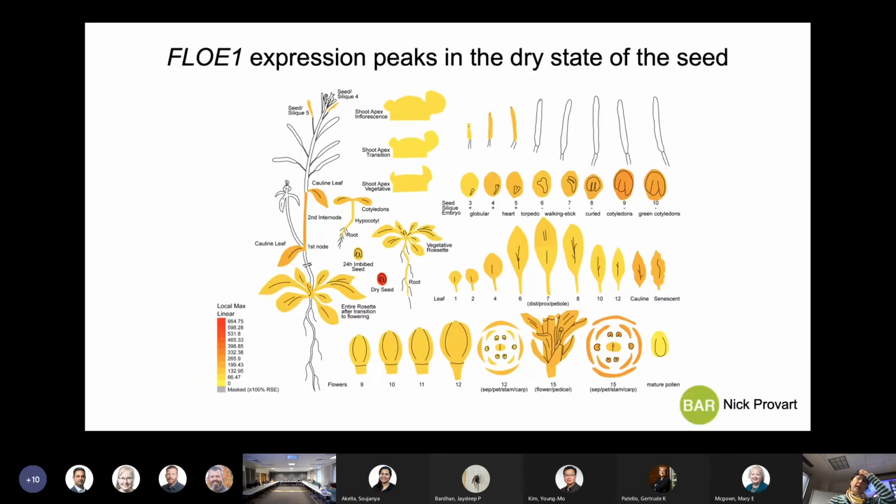So the first thing that we saw was that this gene, FLO1, is expressed most highly in the dry seed.